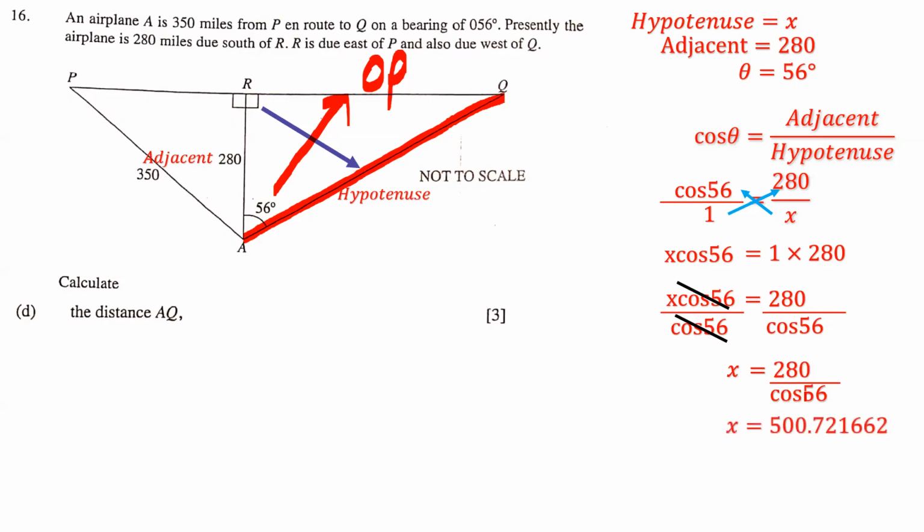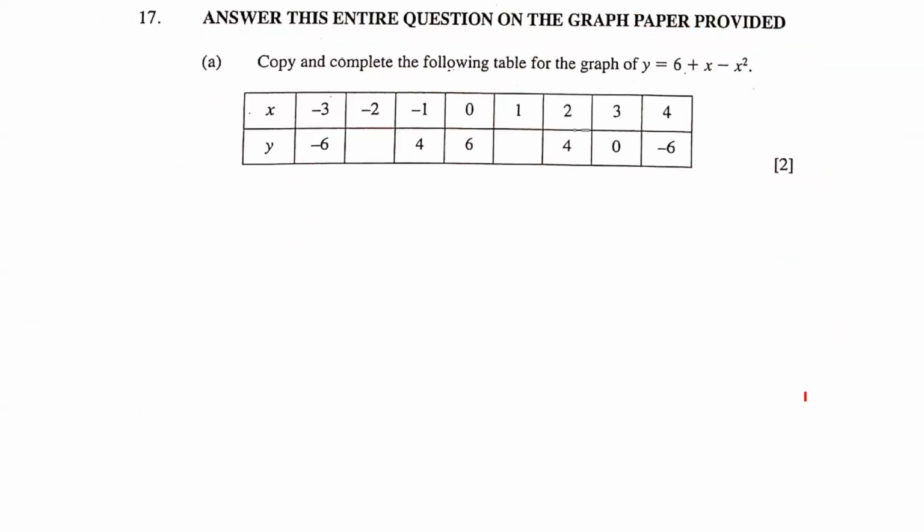And if you put that in your calculator, you should get 500.721662. And if we express that to 2 decimal places, the answer is 500.72. And so that means that the distance AQ, correct to 2 decimal places, is 500.72. Okay, let's move on to question number 17.